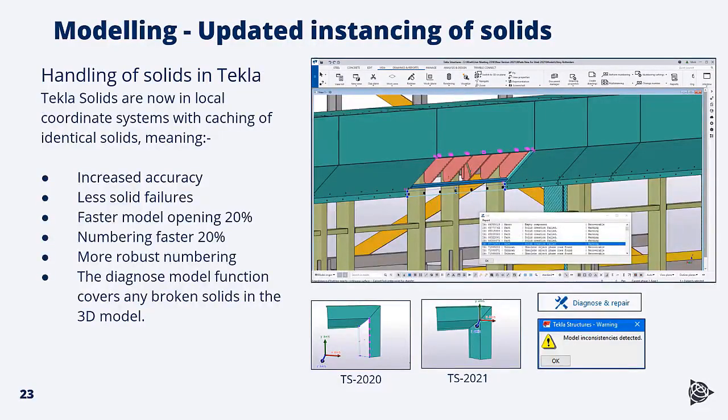There have been some changes to the way the core of the software handles solids. The solids are now in the local coordinate system with caching of identical solids. This means increased accuracy, less potential for solid failures, especially in thin plate bent parts, faster model opening times, and faster, more robust numbering. Please be aware that the diagnose model function will also find any broken solids in the model for you.